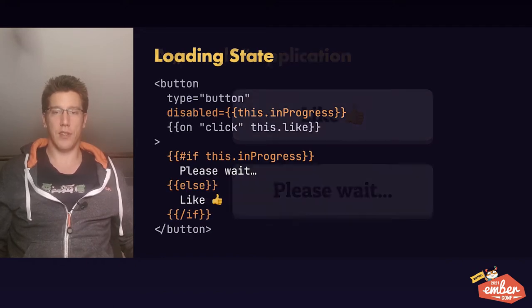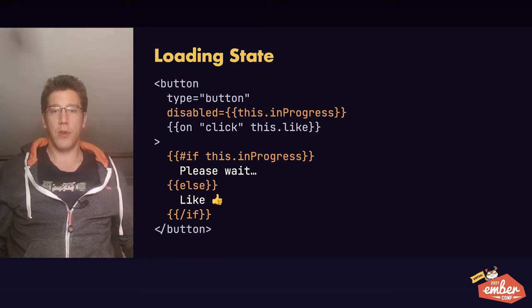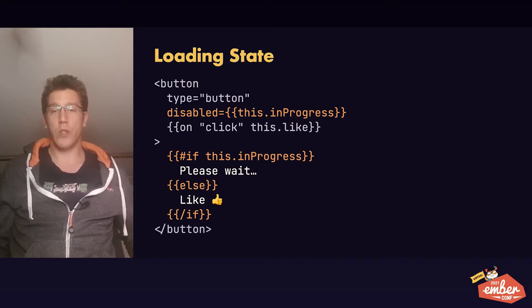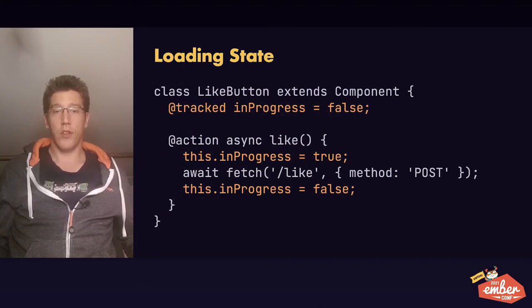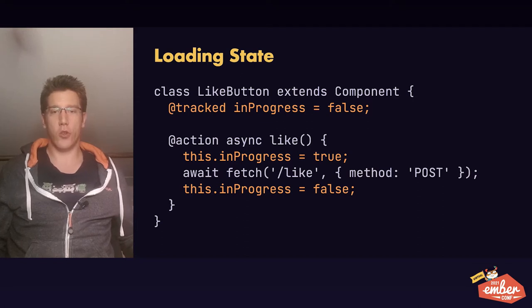So how can we do this? We can implement this in our component template by introducing an in progress property. We directly assign it to the disabled attribute of the button, and we will use a condition in the button to change the text if the property is true. On the JavaScript side, we will implement that as a tracked property, which we set to false by default. Calling the like action will set it to true before starting the request. After the response comes back, we will finally reset it to false.